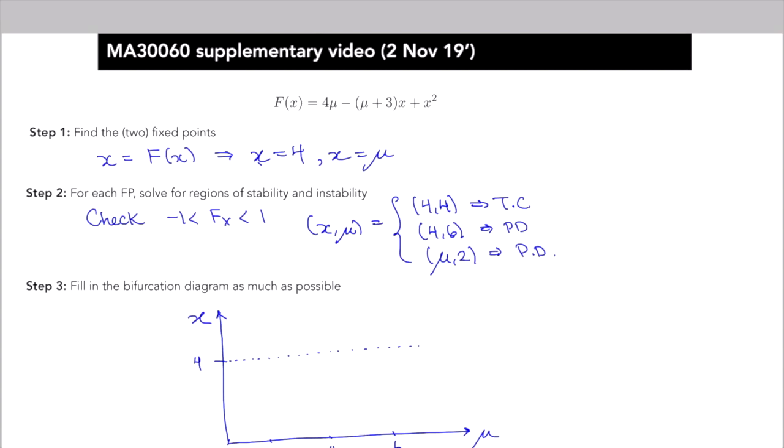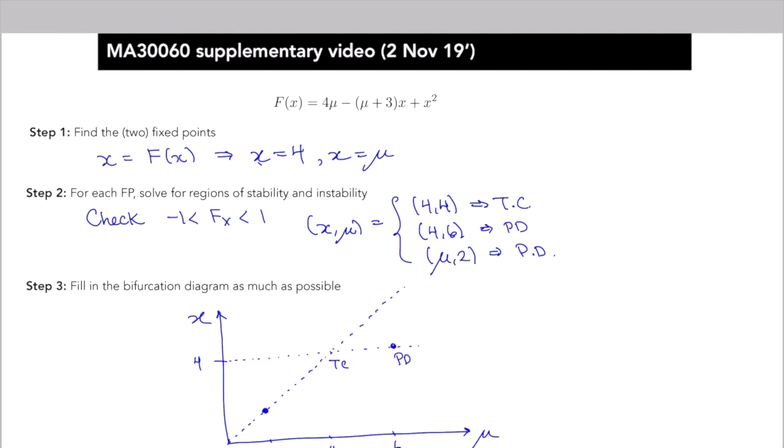And you know that the other fixed point is given by x equal to mu. So in this bifurcation picture, again, just dotted for now until we plot the stability and instability, it must look like so. You know that this (4, 4) point is a transcritical bifurcation. You also know that there's a period doubling bifurcation at mu equal to 2 and x equal to mu, and there's a period doubling bifurcation at mu equal to 6 and x equal to 4 over here.